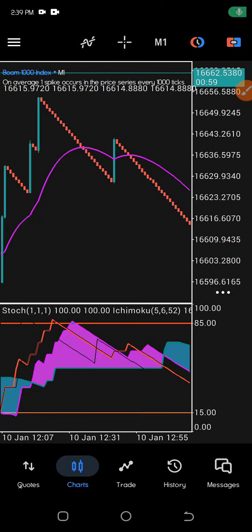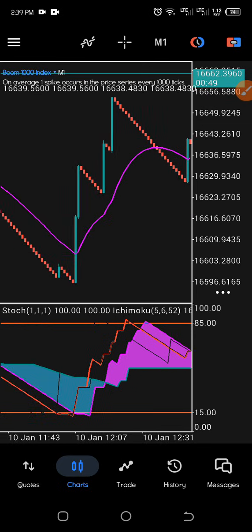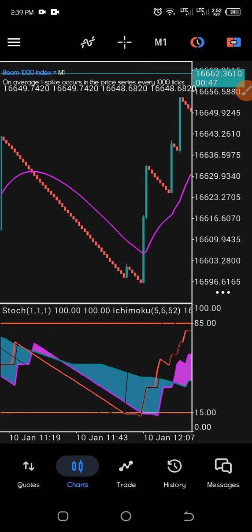Hello guys, welcome, and in today's video I'm going to show you guys how you can catch 20 to 30 candles in a single trade using this exact strategy. And I'm going to be walking you guys through the settings of the strategy and how you can make use of the strategy. Okay, so stay tuned.